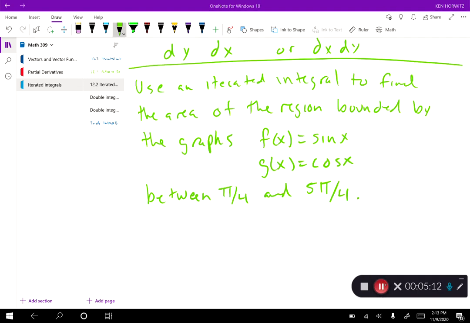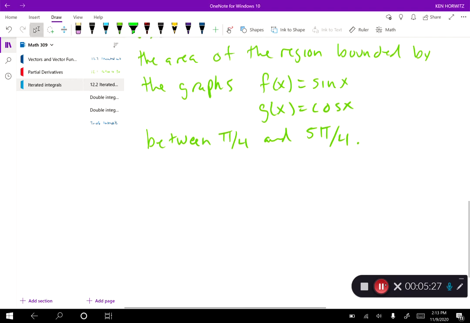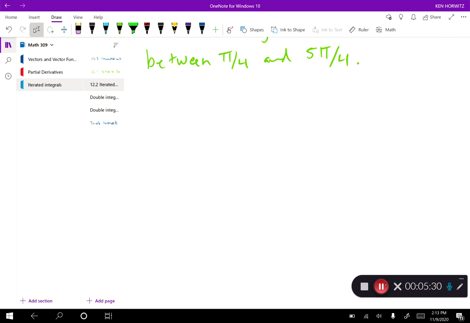Use an iterated integral to find the area of the region bounded by the graphs f of x equals sine x, g of x equals cosine x, between pi over 4 and 5 pi over 4. Now, anytime you're setting up one of these, we definitely have to make a graph. For me, in general, it's just much, much easier to see if we create a graph. Now, your graph only needs to be a sketch, but the sketch is going to give you a really good idea of what is to come.